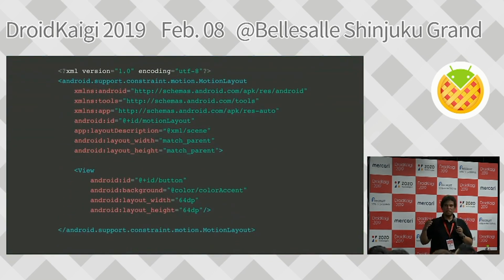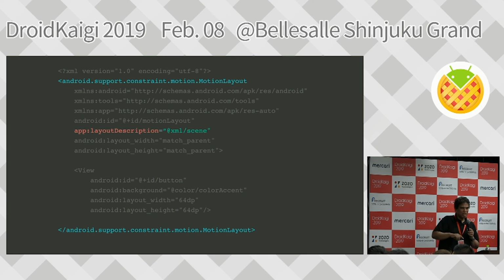Well, the first thing you'll do is start off with a layout. In your layout directory, resources layout, you'll create a layout. It's going to be called MotionLayout instead of ConstraintLayout, which is what you might have used before. And it has one special little feature. It points to another file, which is an XML file in your resources XML directory. So you'd have to create this resources XML file.